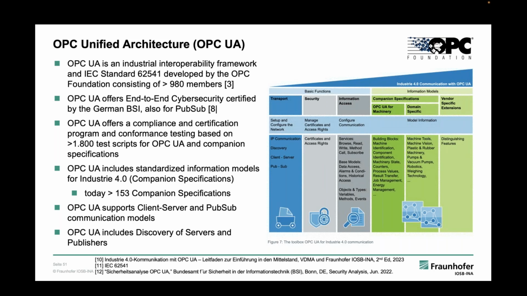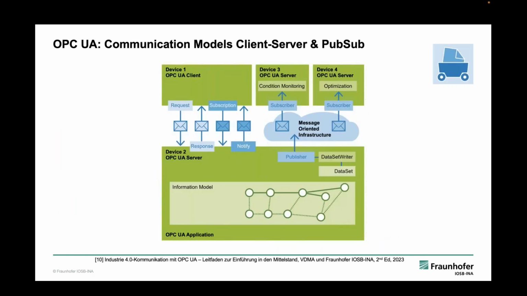OPC UA includes these standardized information models for Industry 4.0, these companion specifications, and today over 153 companion specifications are available on the public website. We already saw that it supports client server and pub/sub, and most of you also know this, and also discovery mechanisms are included in OPC UA. So both communication models, as we saw, are supported, client server and pub/sub. So not much to add here.